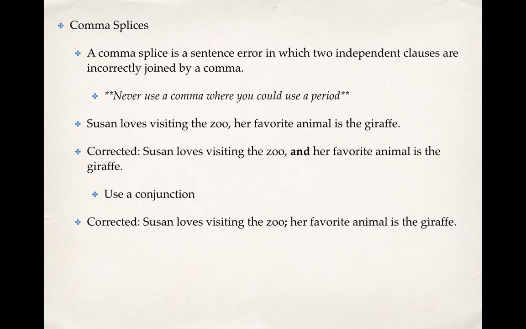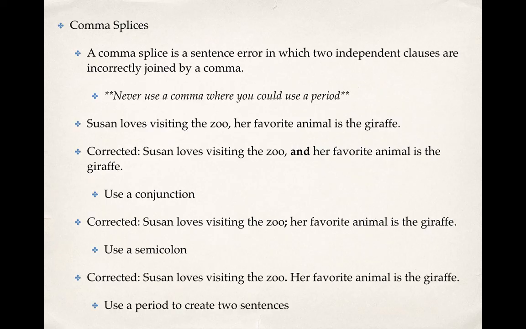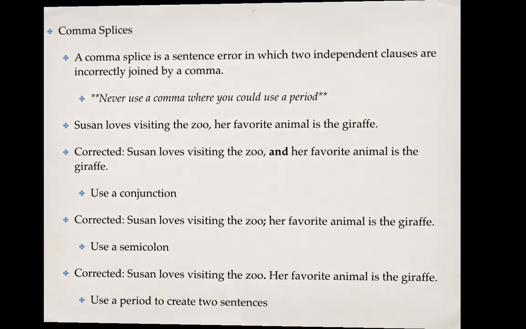Now, if you don't want to use the conjunction, you can use the semicolon. As I mentioned before, a semicolon is strong enough to join independent clauses. So if you don't want two short, choppy sentences, you can just use the semicolon, and then you have a complete sentence, two independent clauses joined together. And then finally, you can use a period, just as in correcting the fused sentences. So all these methods are the same, but I just wanted you to see multiple examples here.